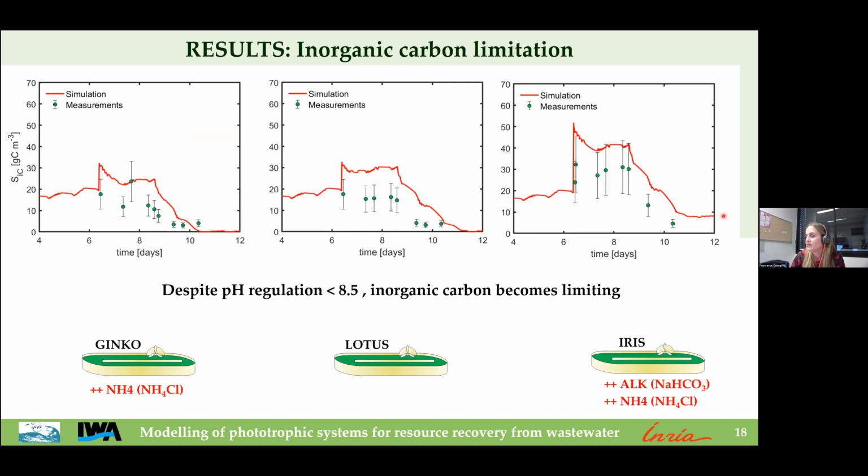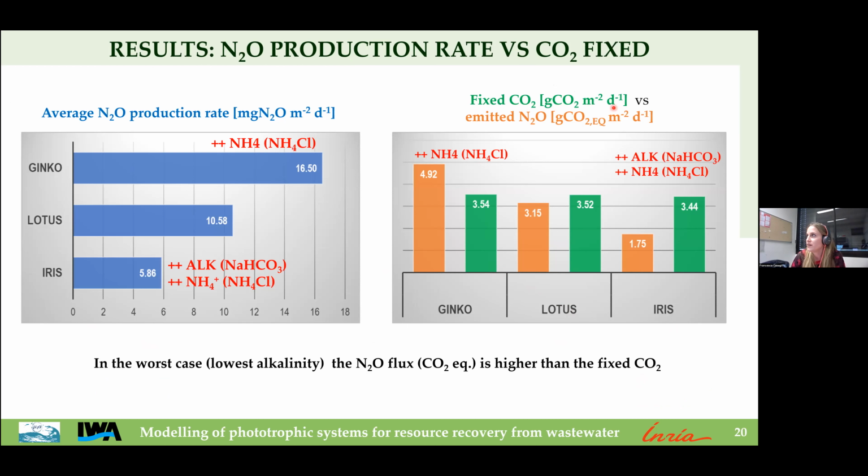And it is also very interesting to notice that if we compute the fixed CO2 in grams CO2 per square meter per day by algae, so the green column, and we compare it with the emitted nitrous oxide in CO2 equivalent, we can see that in the worst case, so the reactor with the lowest alkalinity, the nitrous oxide flux is higher than the fixed CO2 by algae. That is not at all what is happening in the reactor where we added a source of alkalinity.